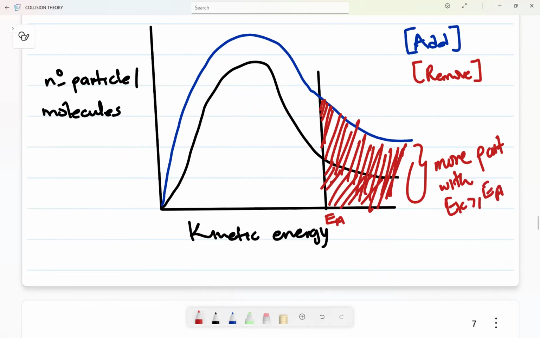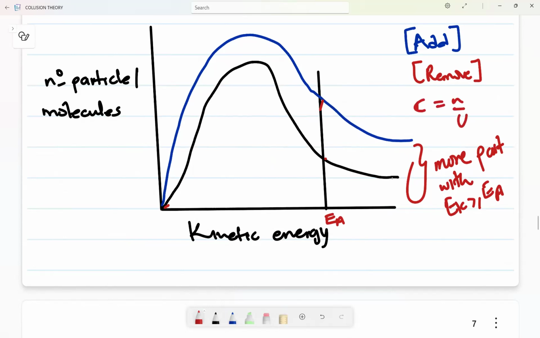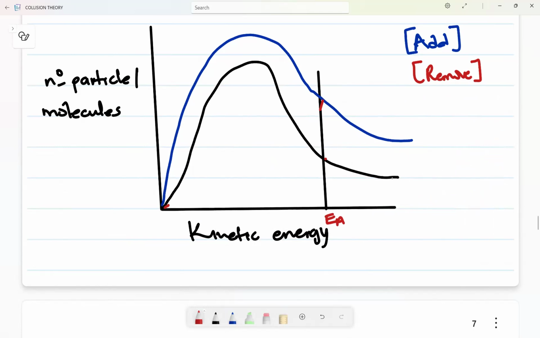Now the question is, what if we decided to decrease the concentration? Remember, C is equal to N divided by V. If I decrease the concentration, I decrease the number of particles or molecules. So it's going to be maybe something like this. Can you see the ones with kinetic energy greater or equal to the activation energy? They are now low.